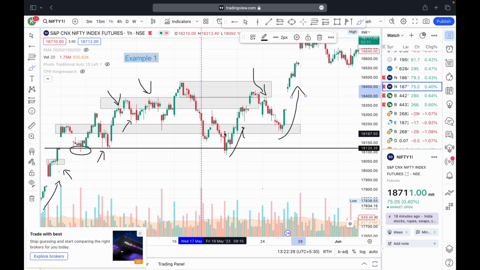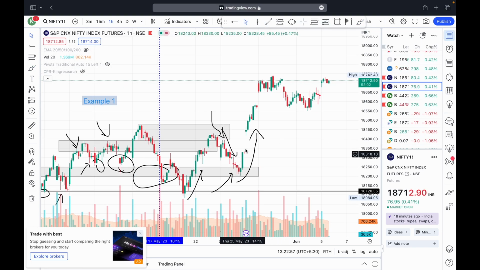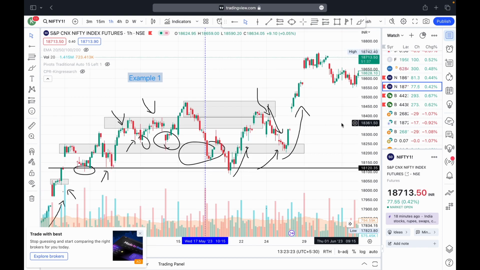Okay, so when the market was crashing down from here, we had already seen the market react three times in this zone, so we can enter here, and you can clearly see that the market gapped up two times and went up. So this is example one. This is how you should read and analyze your chart.